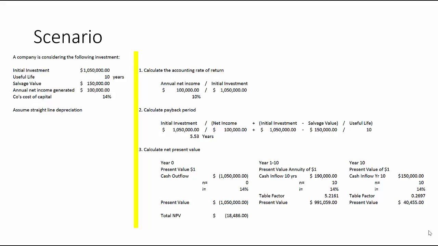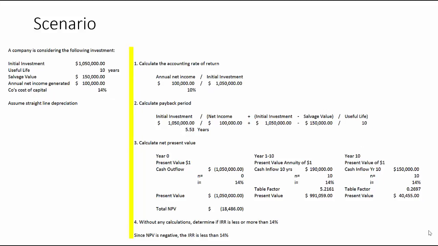$40,455. Now, to get the total net present value, you take the cash outflow of $1,050,000, add to that the $991,059 of the present value for years 1 through 10, and then the year 10 present value of $40,455. We have a total NPV of a negative $18,486.